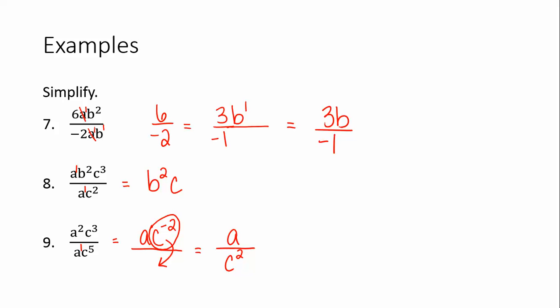So here's the first example where we actually had more c's in the bottom to begin with, so notice where the c's end up in the answer, also in the denominator. That's because we would have c times c times c on top, we would have 5 c's on the bottom, and if we start canceling, notice that the 2 c's left over are in fact in the denominator.